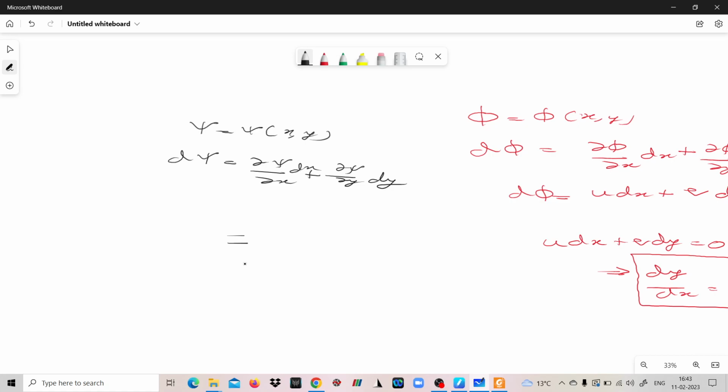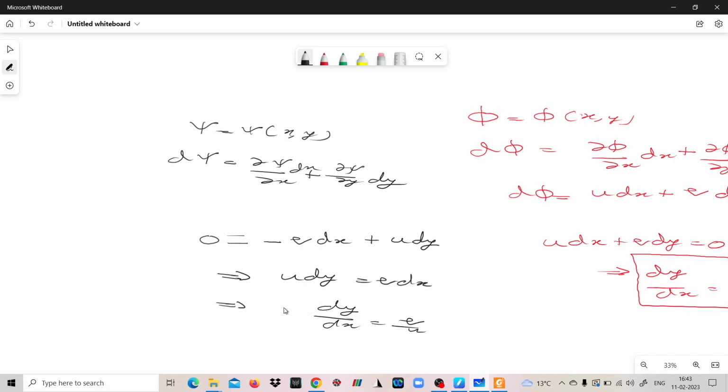So if we use this, del psi by del x can be written as minus v, and del psi by del y is u. Again, along a streamline the value of psi is a constant, therefore d psi will be equal to 0, and from this we get u dy is equal to v dx, or dy by dx is equal to v by u. So the slope of a streamline is given by v by u.